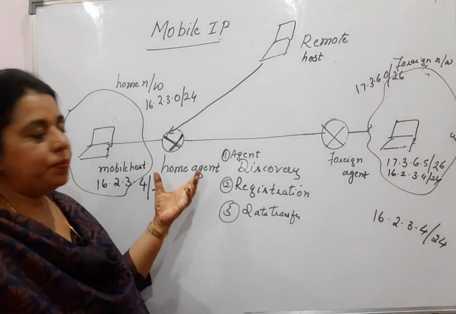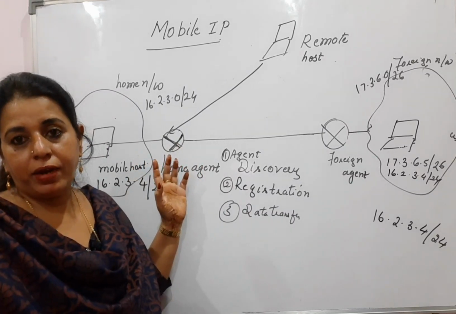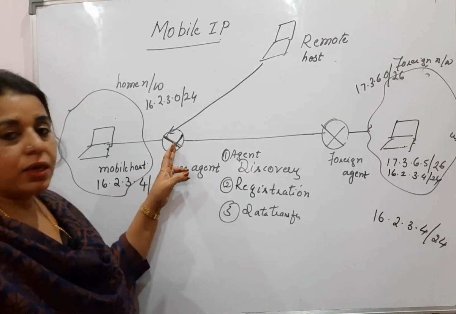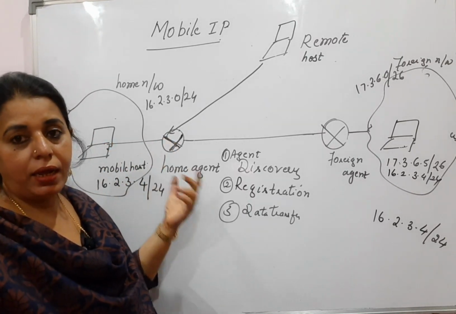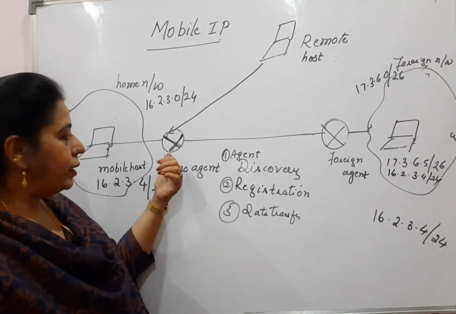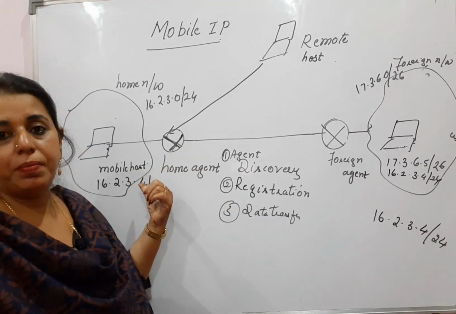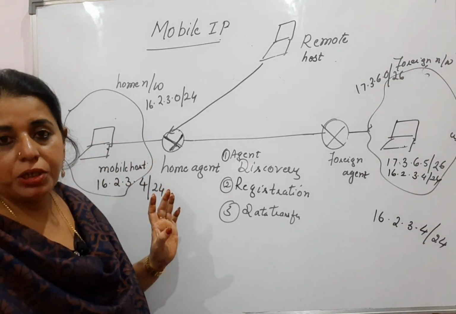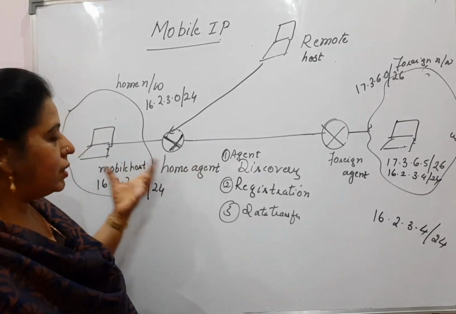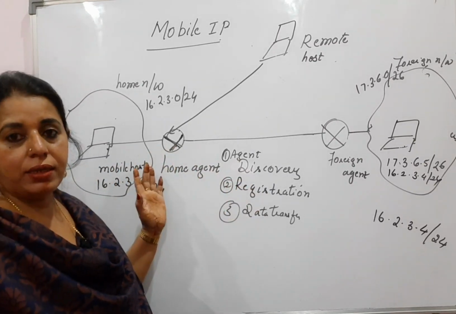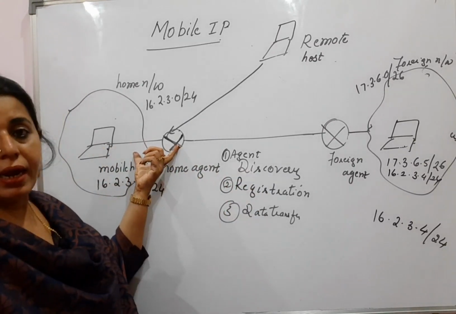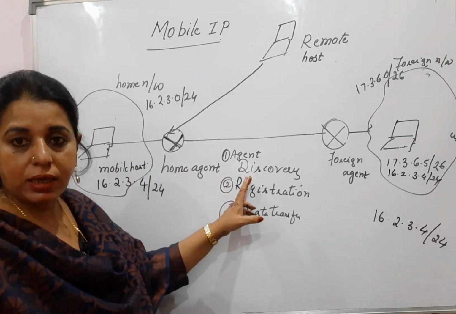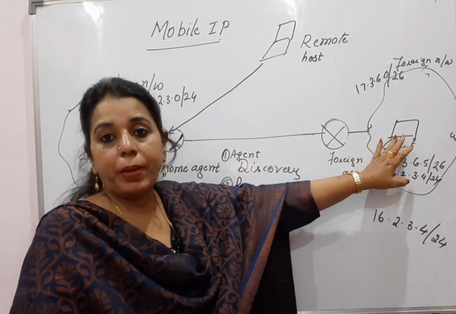Agent discovery can happen even in the home network. Whenever a new host comes to a particular network, it will try to discover the network by sending a solicitation message, and the default router will send an advertisement message. With that, the host will come to know the complete information about the network. So this exchange of solicitation and advertisement messages between the mobile host and the home agent in this network is called agent discovery. Agent discovery will also happen in the foreign network.